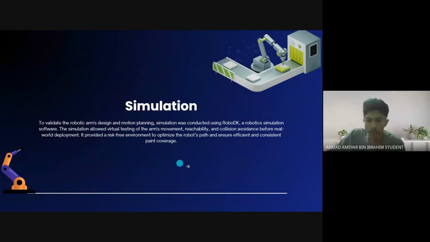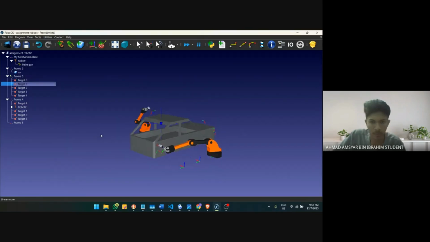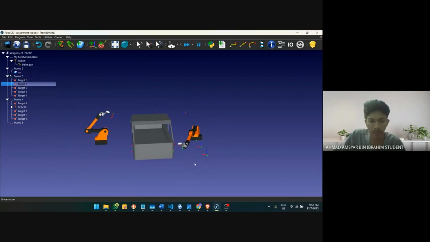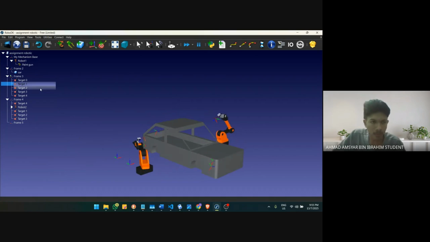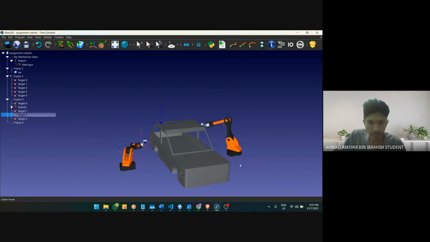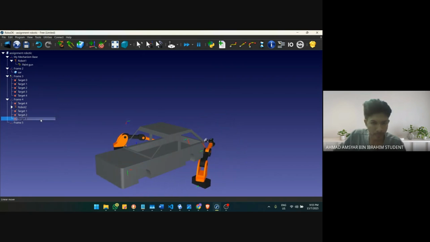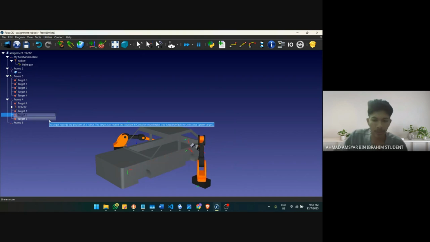So next part, let's move on with the simulation. Okay, so we are using two robotic arms, and for the path planning, we're using a zigzag movement. So you can see it moves line by line. That's all for the simulation.